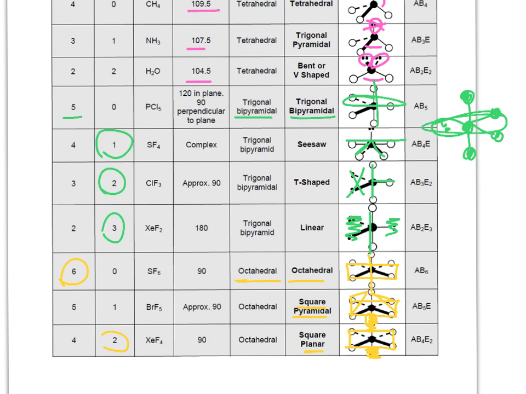The other thing to help you with the angle memorizations is if you know what all of the shapes and the angles are with no lone pairs on the center atom, when you change out an atom with a lone pair, it's going to decrease that angle. So that'll help you remember it a little bit better. And it requires a little less memorization that way.